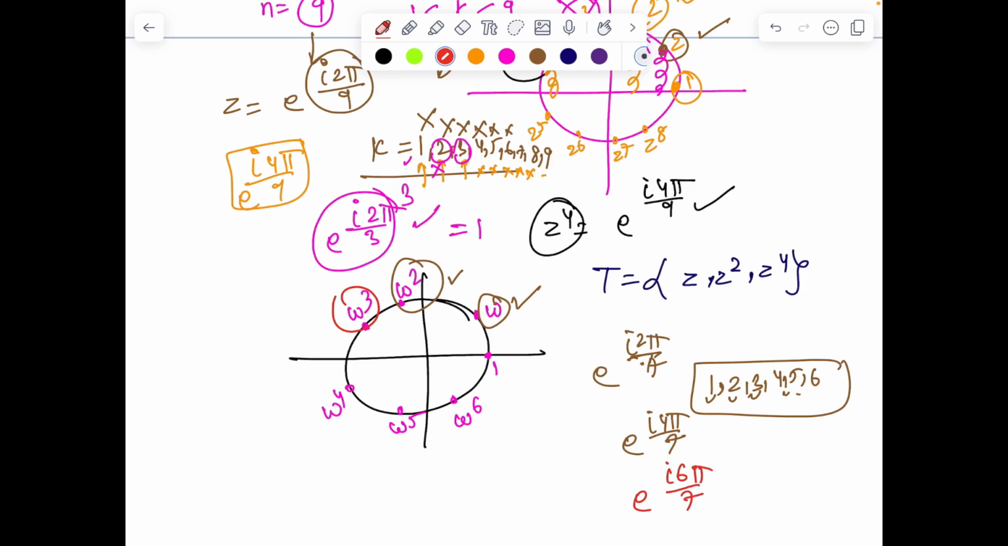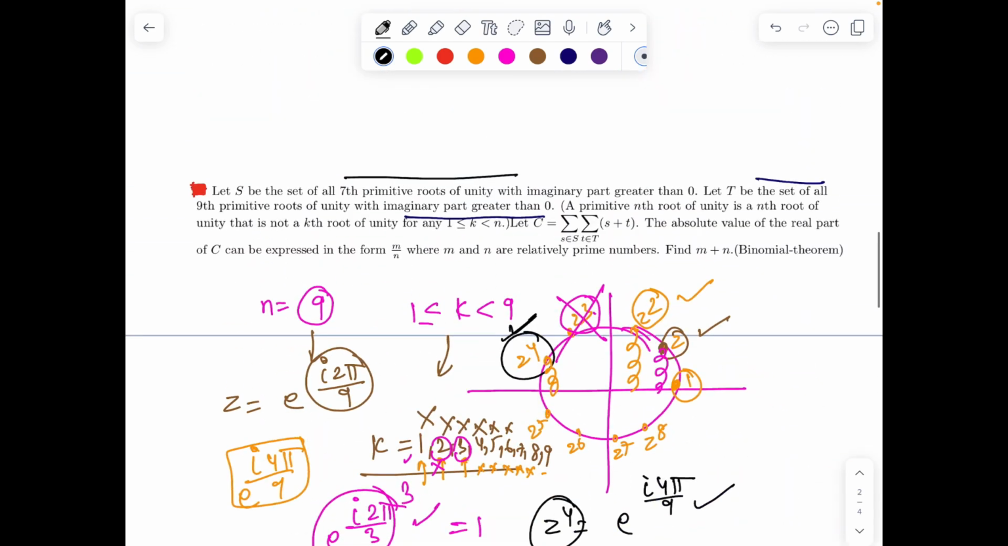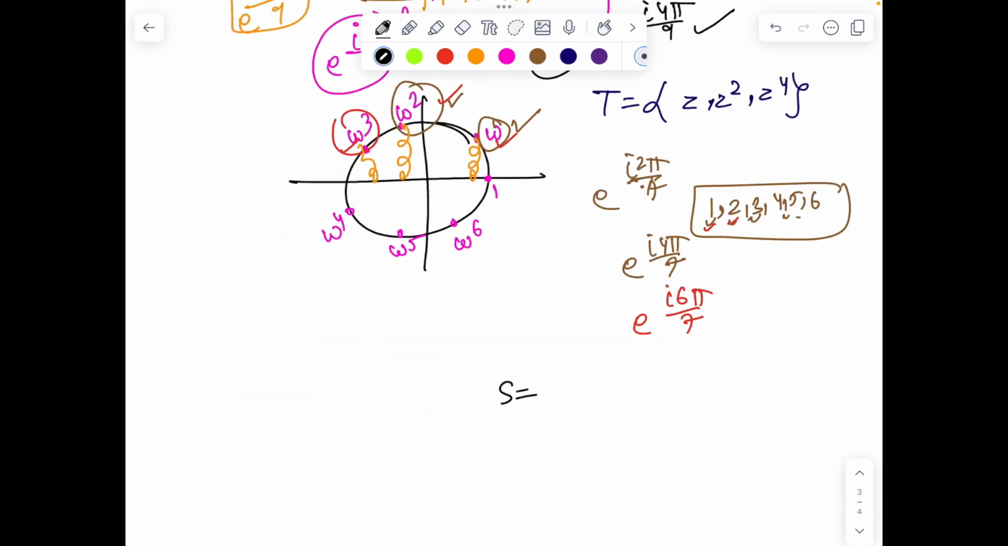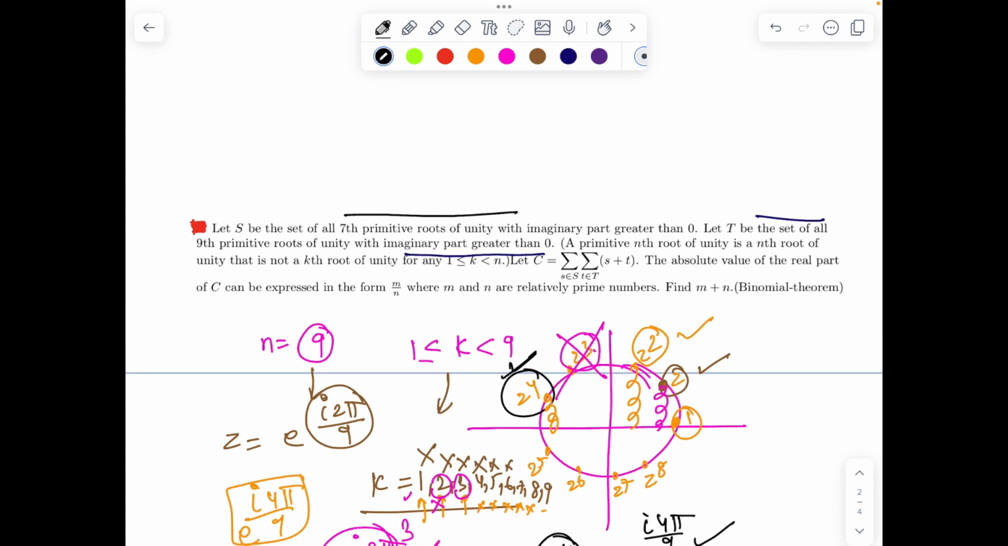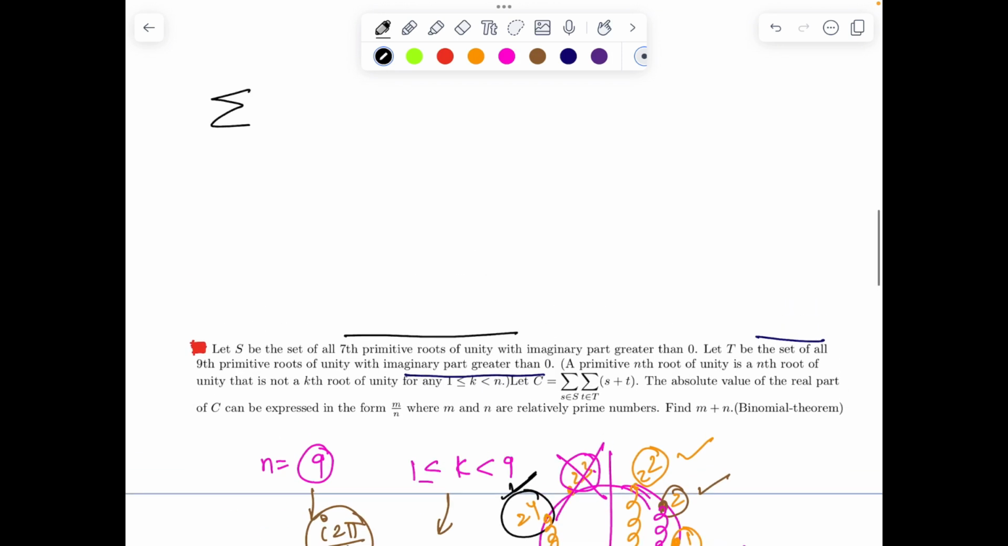Similarly omega cube, if I see, is e to the power i 6 pi by 7. So its power 1, 2, 3, 4, 5, 6 gives nothing equal to 1, because the power should be 7. It means all 3 here have a positive imaginary part and all 3 qualify as primitive 7th roots of unity. So we have set S. Now we have set S containing omega, omega square and omega cube. Okay? So this was all about understanding the problem.